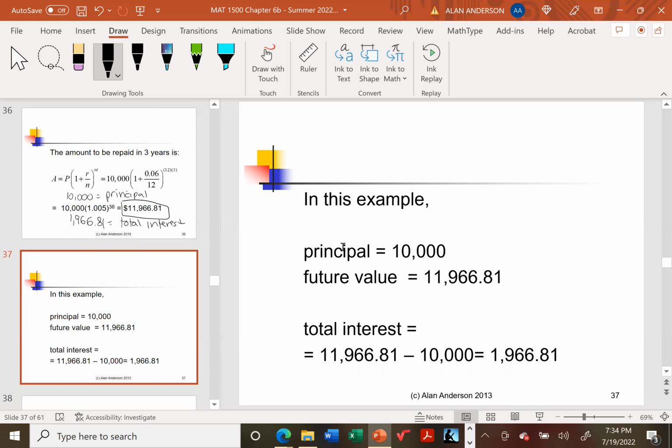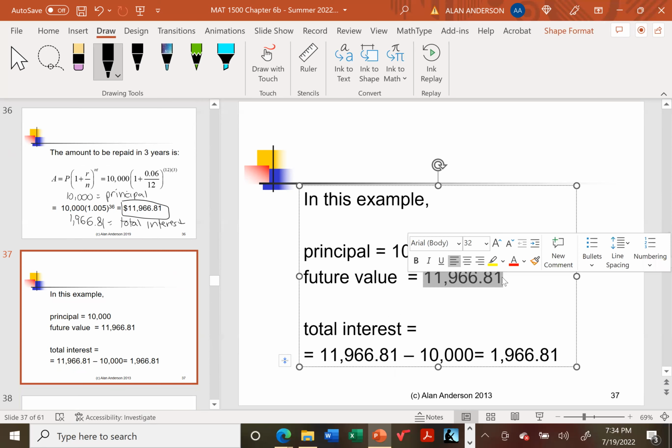So yes, we know that we repaid $10,000 worth of principal. The interest is $1,966.81. So the future value is the amount we actually paid back, which is $11,966.81.